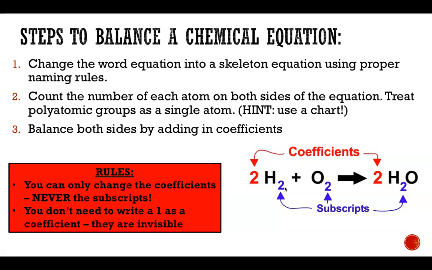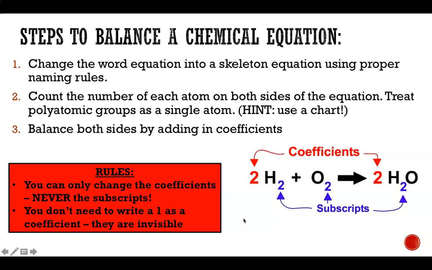So we can only change the coefficients. And then the second rule is that you don't need to write a 1 as a coefficient ever. They're invisible, just like if we have subscripts that are 1s, we don't write those either. So an example would be here in front of the oxygen. There's nothing written there. So technically there's an invisible 1, meaning that we have 1 O2 molecule.